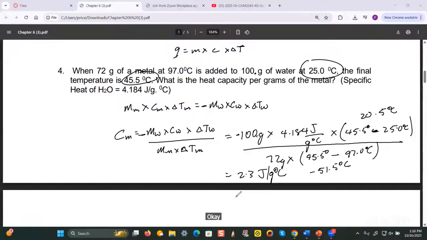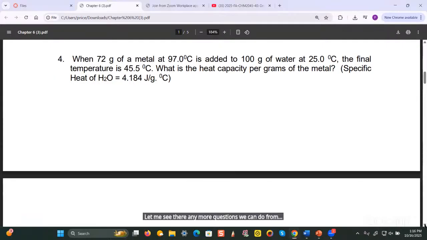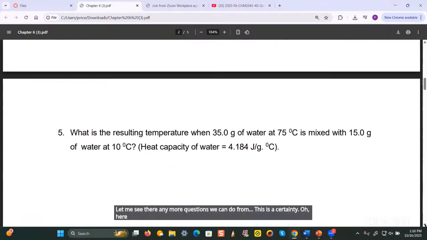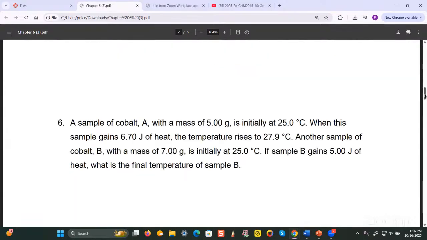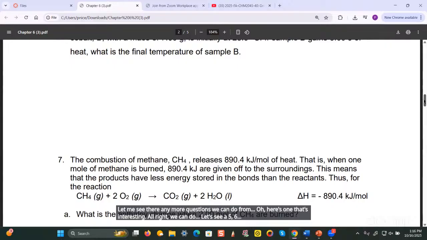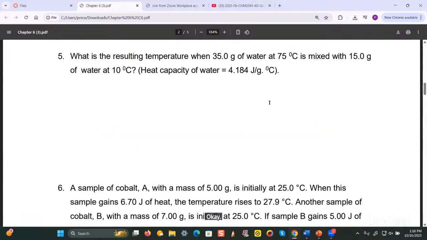Okay, so let me clear this here. Let me see if there are any more questions we can do from this assignment. Oh, here's one that's interesting. All right, we can do 5 and 6. So let's start off with 5.